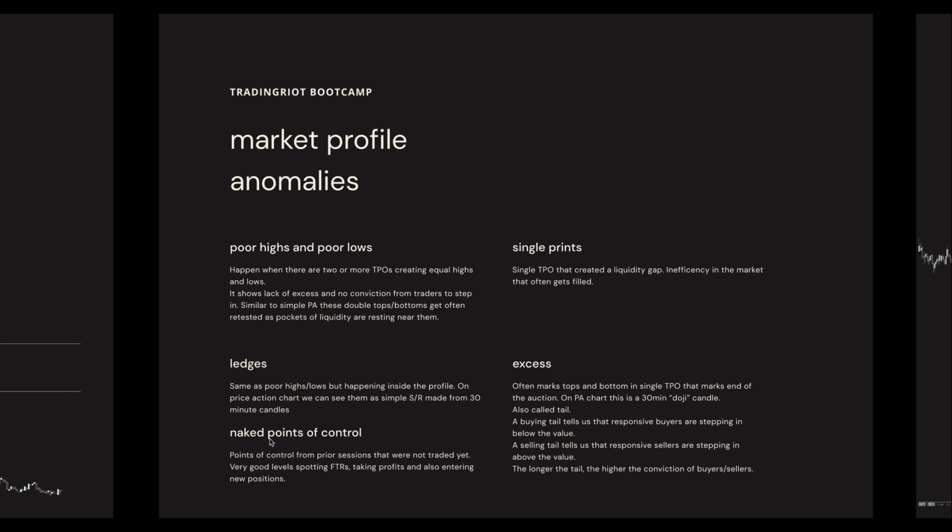I mentioned the word excess. The excess often marks tops and bottoms in a single TPO that marks the end of the auction. On the price action chart, this is basically a 30-minute doji candle. It's called a tail, and a buying tail tells us that responsive buyers are stepping in below the value, and a selling tail tells us that responsive sellers are stepping in above the value. The longer the tail, the higher the conviction of buyers and sellers.